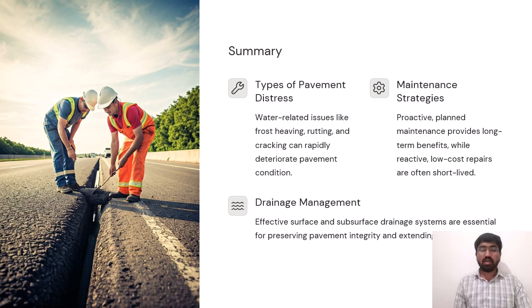Recognizing pavement distress early, whether it's cracking, rutting, or surface wear, is the first step in maintaining road safety and performance. Routine and periodic maintenance are not alternatives but complementary strategies. Routine work handles minor day-to-day issues, while periodic maintenance strengthens the pavement for long-term use. Drainage should never be overlooked. It's not just about preventing water from collecting on the surface. It protects the subgrade, reduces deterioration rates, and extends the life of the pavement.